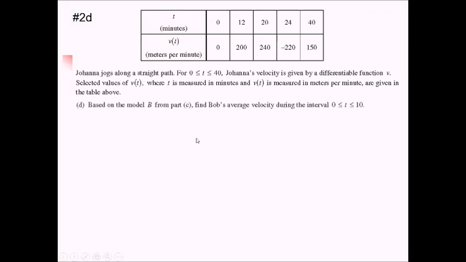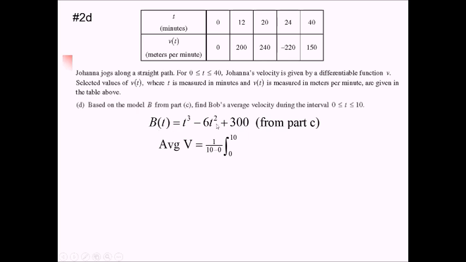For this last part of the problem, we want to know Bob's average velocity, and this was the Bob from part C. So just recall that Bob's velocity function in part C was given by this cubic function here. So we want to know the average velocity now on the interval from 0 to 10. We're going to set this up like just any other average value problem. We're going to do 1 over the interval length, so in this case 1 over 10 minus 0, and this will be average velocity here, times the integral from 0 to 10 of whatever we're trying to average, which in this case is the b of t function.